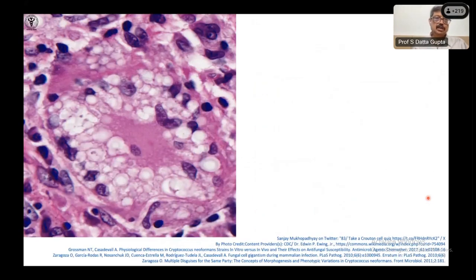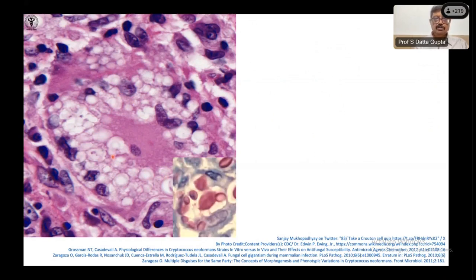So this is a crouton giant cell, which has these nuclei here. These are all cryptococci, right? And it's seen in cryptococcus. Okay, so you do a stain, you'll find PAS stain is enough. What are Titan cells? Anybody can tell?